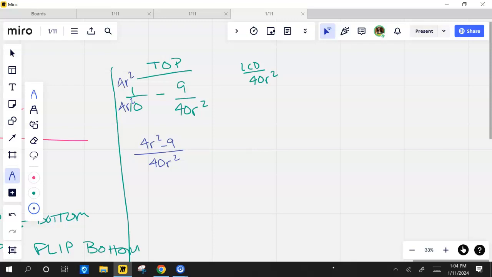All right, well, I need to simplify it, right? So that's a difference of 2 squares. Do y'all see that? So 2R minus 3, 2R plus 3.